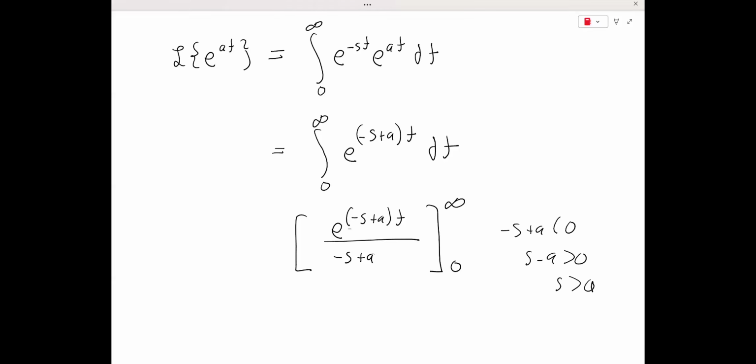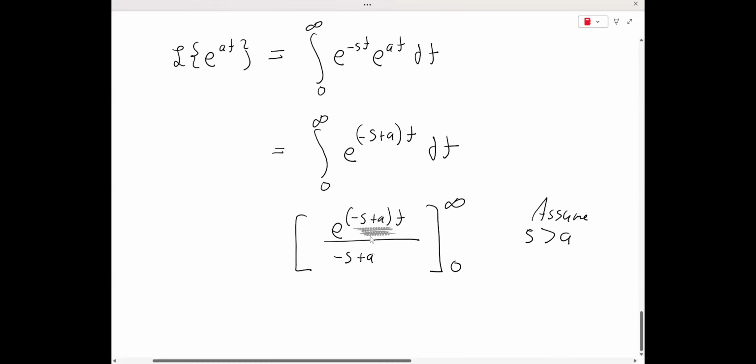So if you assume here s is greater than a, what would this be here? If I put in infinity, assume this part goes away. Okay, so let's say that s is greater than a. If s is bigger than a, that makes this a negative here. So what would this be if I put in infinity? That would go to 0, right? It would go to 0 here for the upper limit, if I assume s is greater than a.